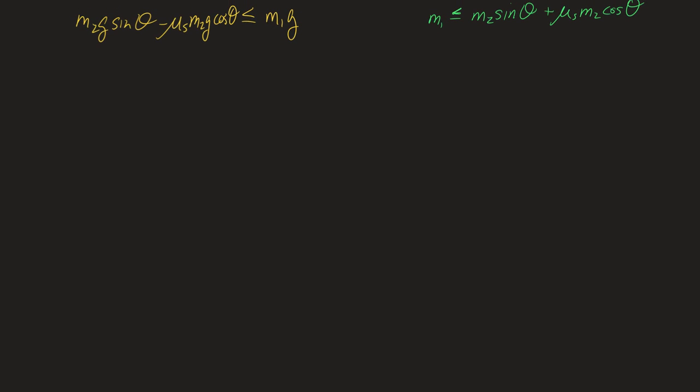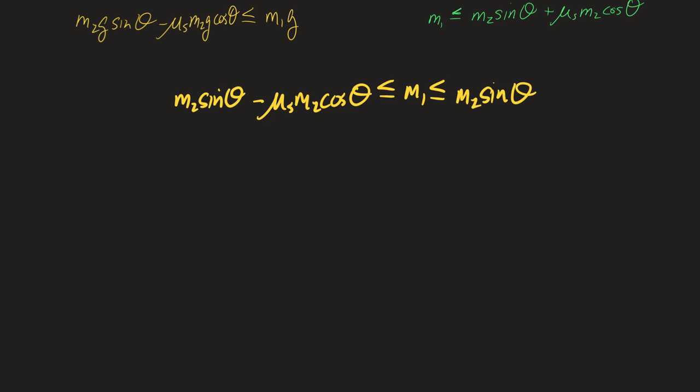Get rid of all the g's, and I have m2 sine theta minus mu s m2. Oh, wait, I said I was getting rid of all the g's. Guess we'll try that again. m2 sine theta minus mu s m2 cosine theta is less than or equal to m1, which is less than or equal to m2 sine theta plus mu s m2 cosine theta.